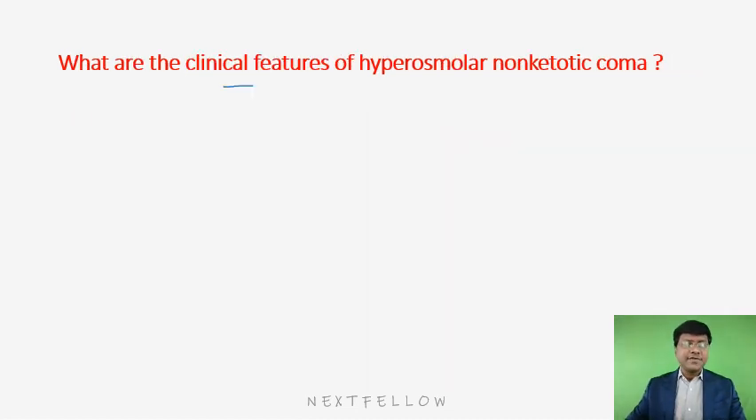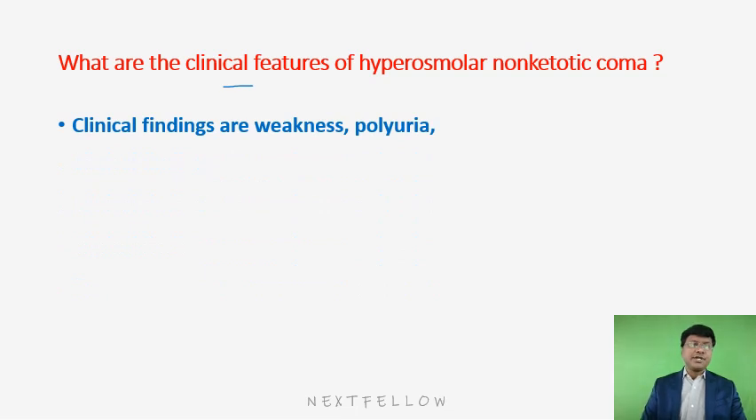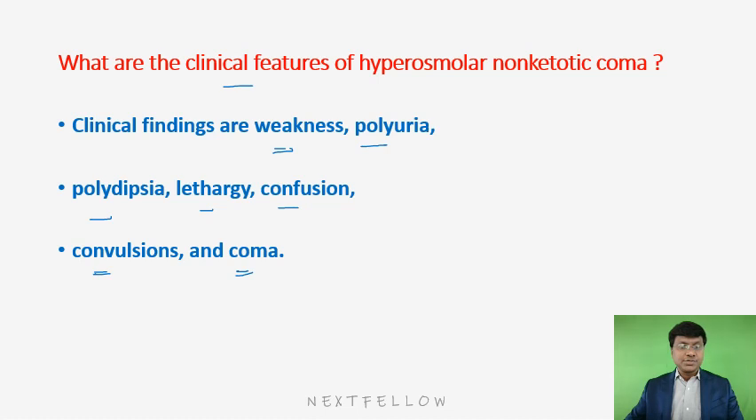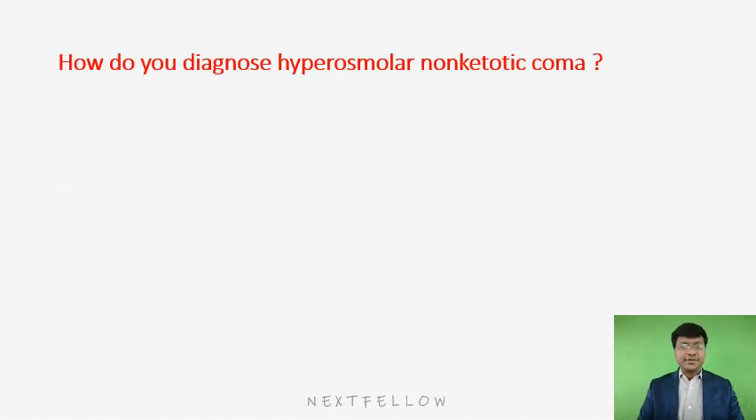What will be the clinical features in patients with hyperosmolar non-ketotic coma? Glucose is not being utilized by the cell. The individual will have weakness, and the glucose will undergo osmotic diuresis, leading to polyuria, polydipsia, lethargy, confusion, and development of convulsions as well as coma. These are the clinical manifestations. The CNS manifestations, that is convulsions and coma, are very important.